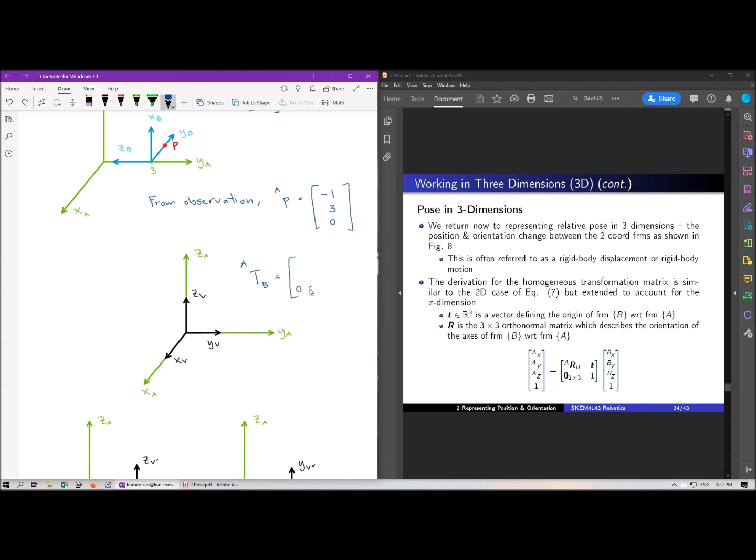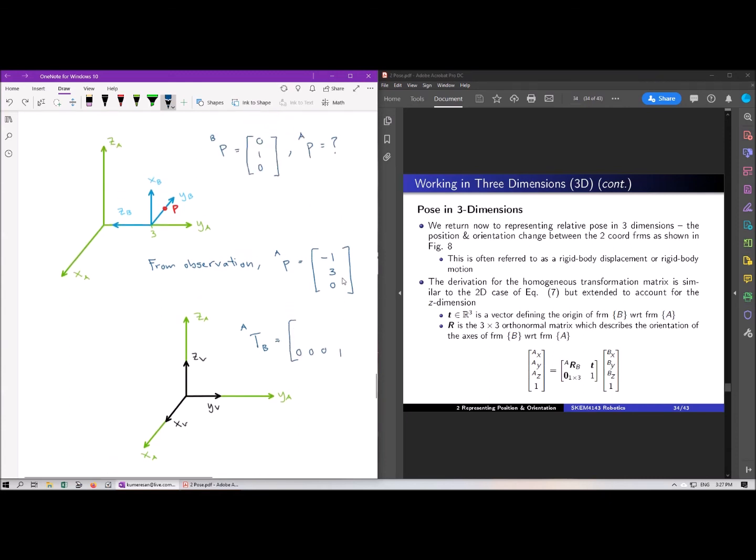The last row is always 0, 0, 0, 1. What is my xb with respect to A? It is in the z direction, 0, 0, 1. What is yb? It is the minus x direction, minus 1, 0, 0. What is zb? It is the minus y direction, 0, minus 1, 0. What is my t? T is 0, 3, 0.